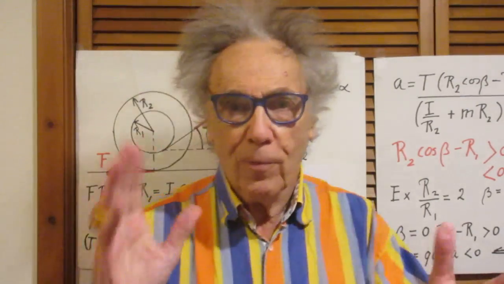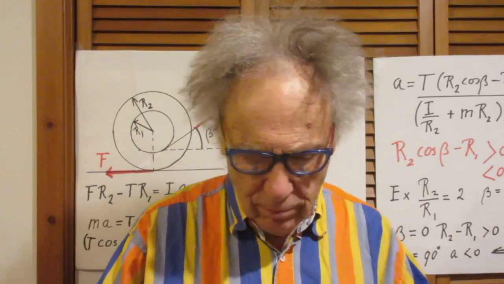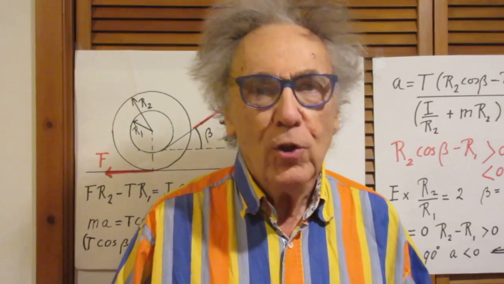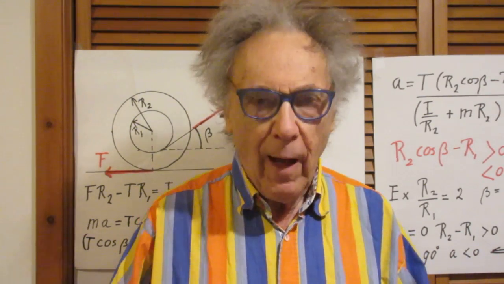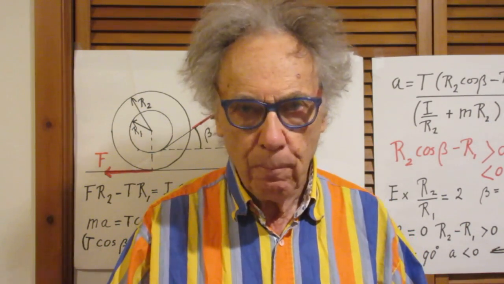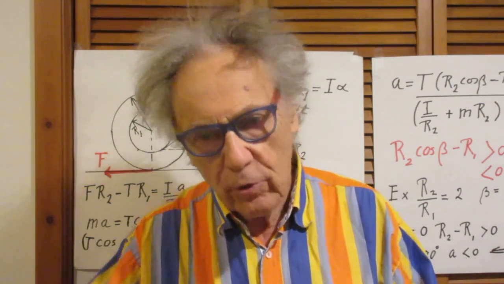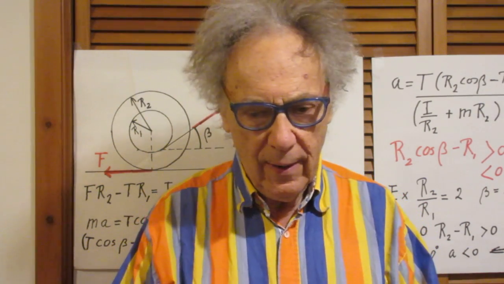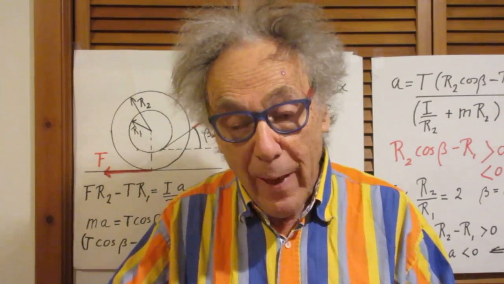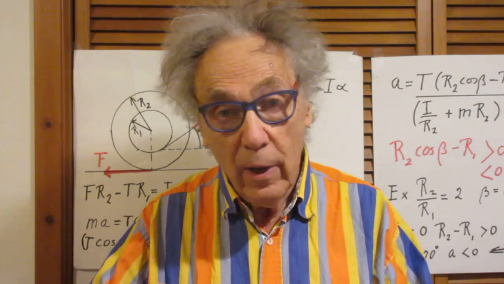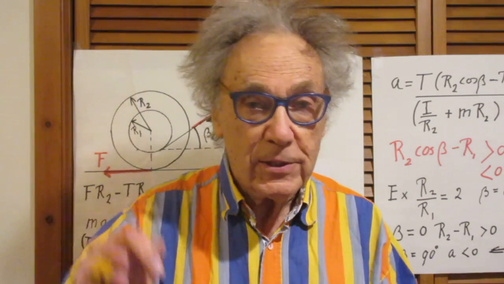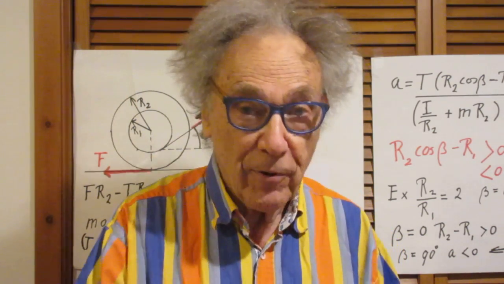Hello, hello, hello. Today I'm going to discuss with you the solution of that intriguing yo-yo problem. I attach a string to the inner disc of a yo-yo and I pull to the right. If the angle that the string makes with the horizontal is low, the yo-yo will roll in the direction that I pull. If the angle is large, the yo-yo will roll in the opposite direction.